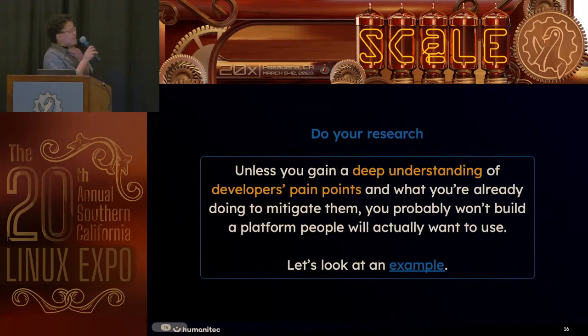So unless you gain a deep understanding of your developers' pain points and what you're already doing to mitigate them, you're not going to build a platform that people actually want to use.